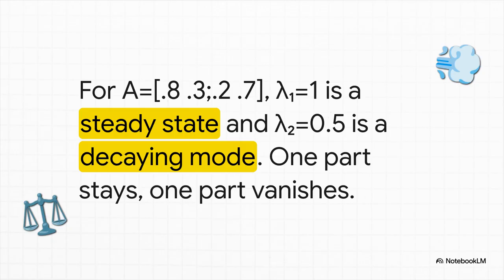It turns out its eigenvalues are 1 and 0.5. Now what does that mean? It means any vector you start with is really a mix of two different components. One component, the one that points along the first eigenvector, has an eigenvalue of 1. We call that the steady state. It never changes, no matter how many times you apply the matrix. The other component has an eigenvalue of 0.5, so we call that a decaying mode. It literally gets cut in half with every single step.